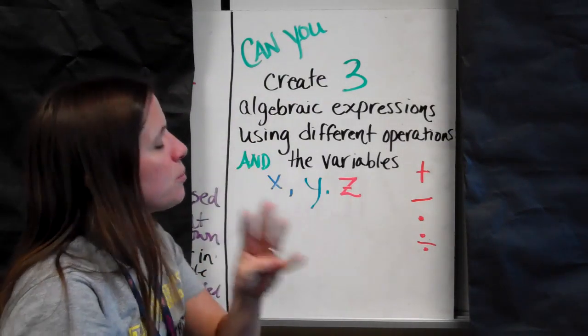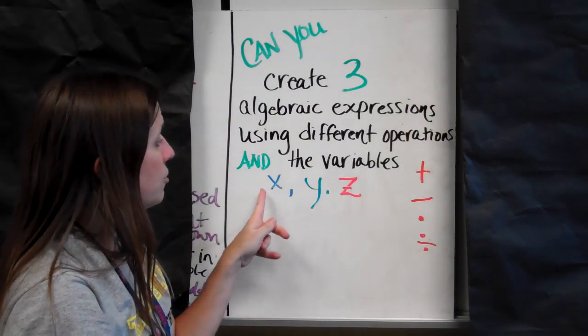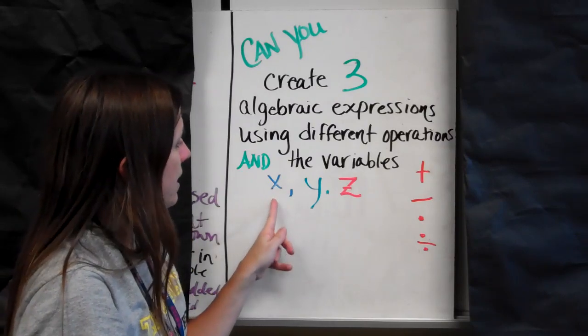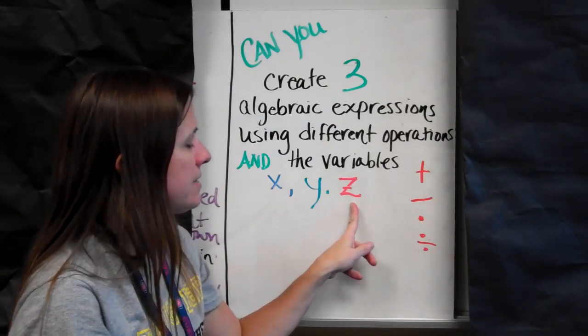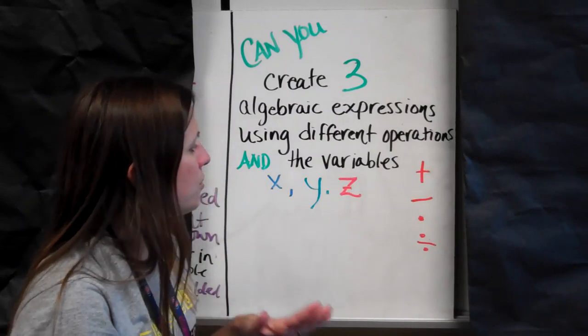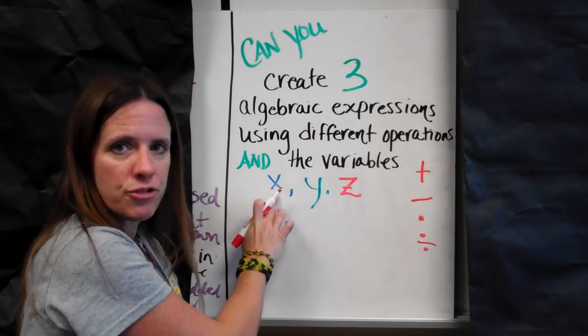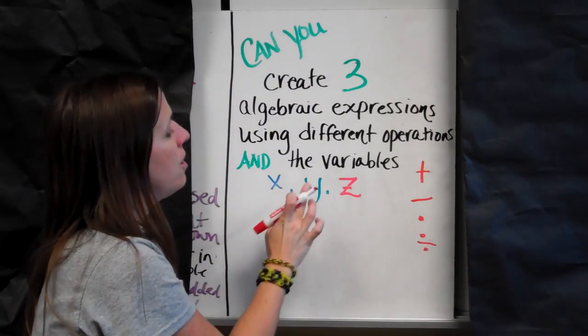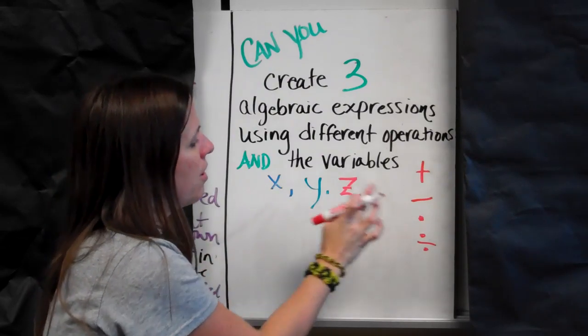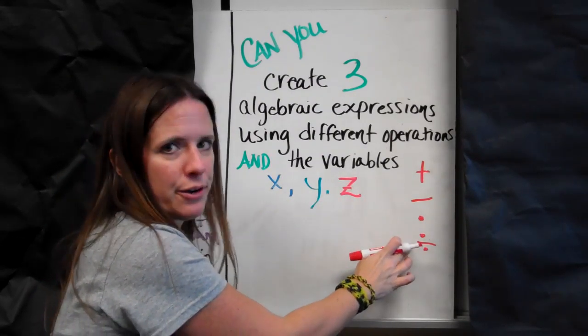And we want you to use 3 different variables. So we're asking you to use these 3. You don't get to choose. We want x, we want y, and we want z. And we want them in 3 different expressions. So your first expression will have an x with an operator, your second will have a y with the operator, and your third will have a z with the operator.